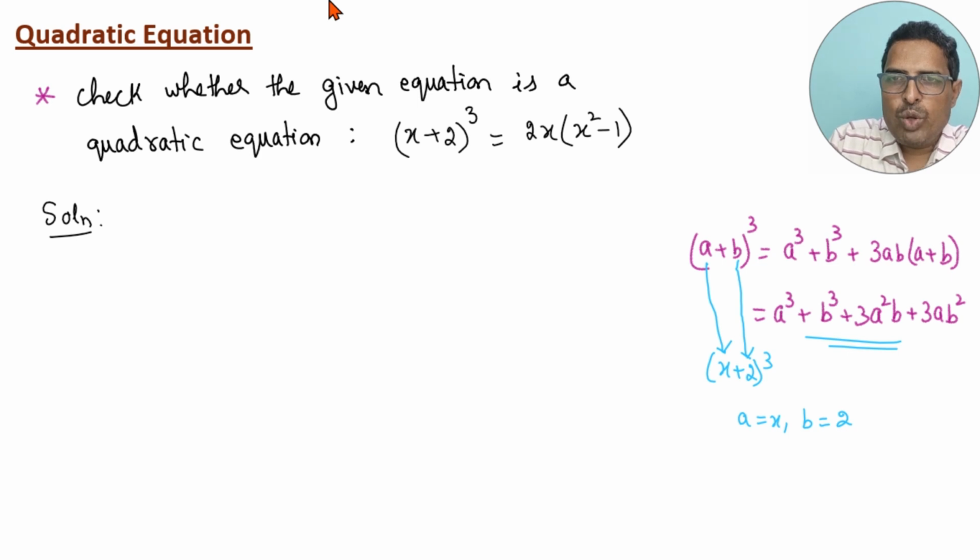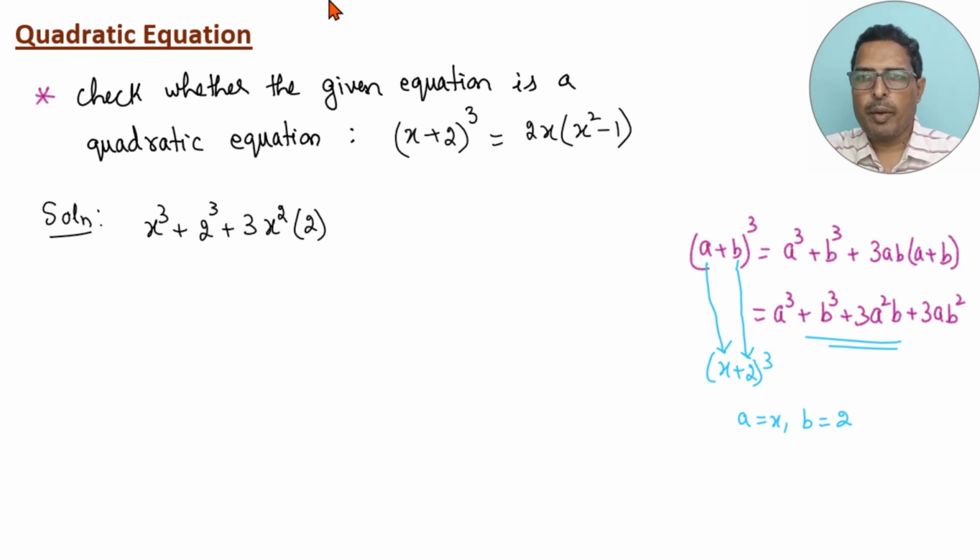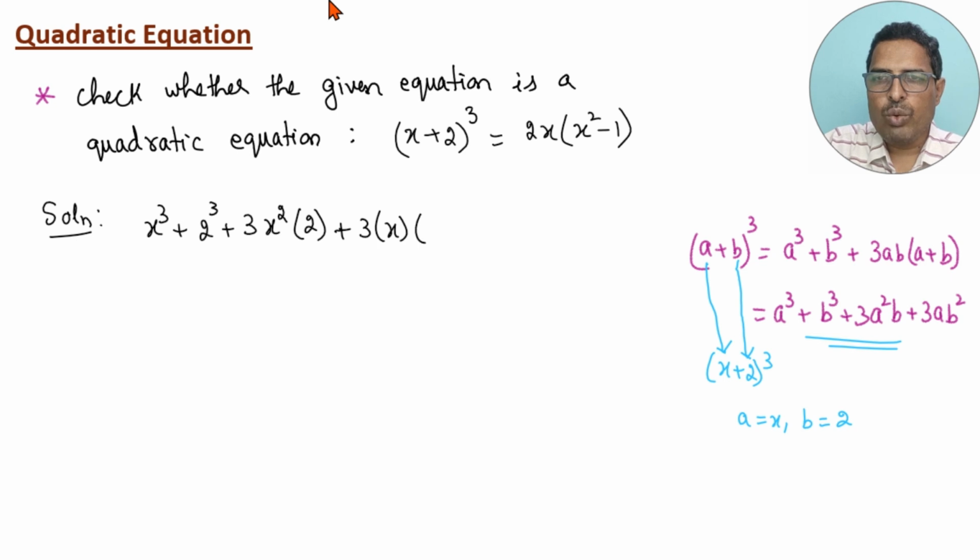So the (a plus b) whole cube formula will be a cube. A value is x, so x cube, plus b value is 2, so we'll be getting 2 cube, plus what do you have, 3 into a square, a value is x, so we'll be getting x square times b value is 2, plus 3 into a value is x into b value is 2, so 2 square. So we have expanded (a plus b) whole cube.